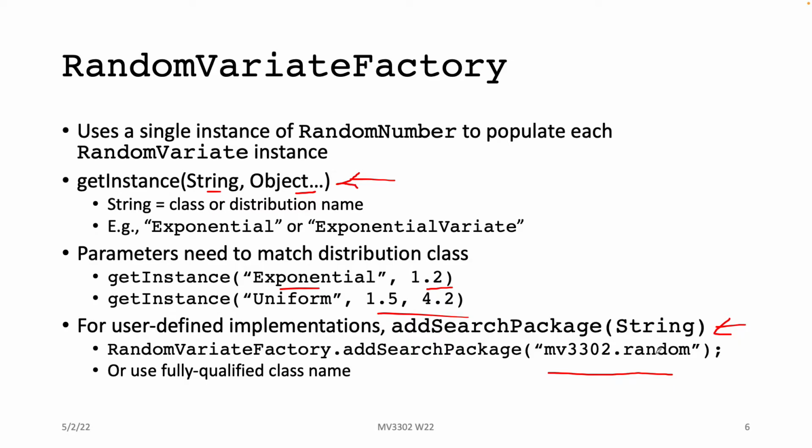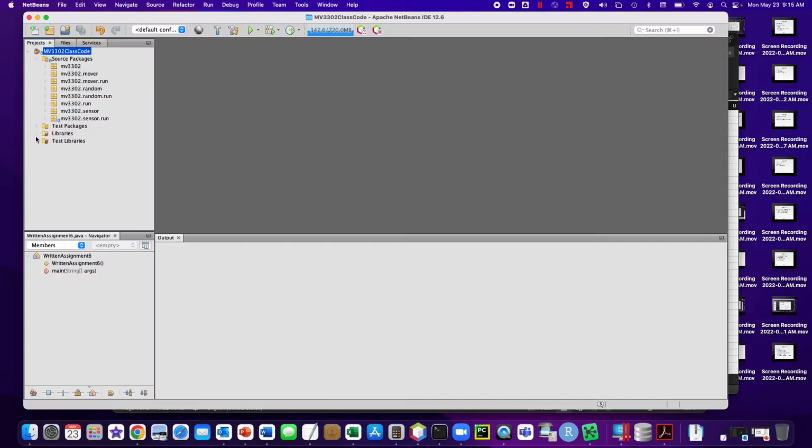We could also use the fully qualified name. That works even without doing that. But the fully qualified name is a pain. For those you would be putting in like the right triangle, exponential, or triangle. Exactly, yeah. So first of all, this is in the Moves3302 random package.